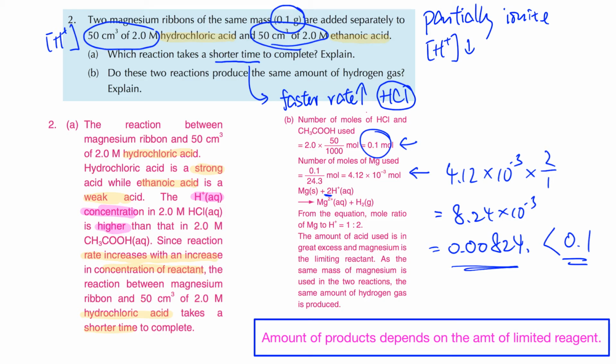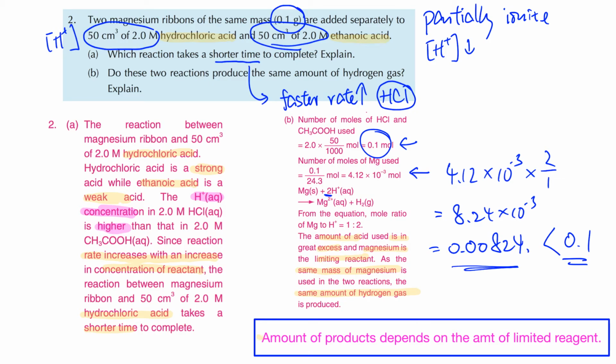If Mg is the limiting reagent, in both cases we actually have the same mass of magnesium. Same mass of magnesium means that the product will also be the same. So you can have a look at the answers. The amount of acid is in excess, and magnesium is the limiting reagent. Same mass of magnesium, so therefore the same amount of hydrogen gas is produced.